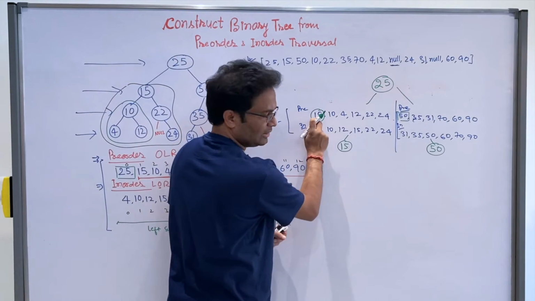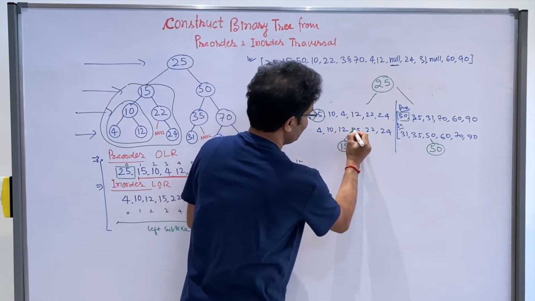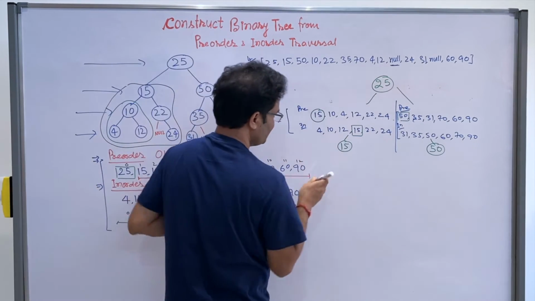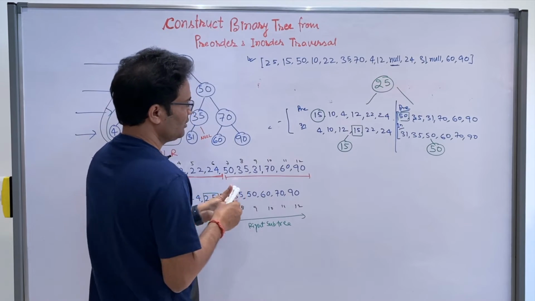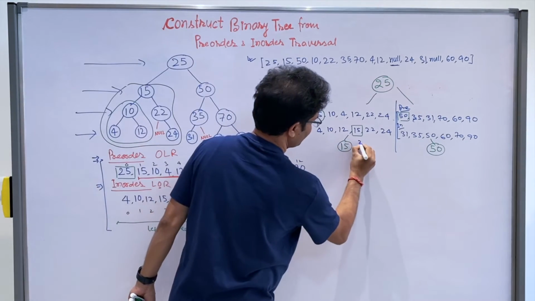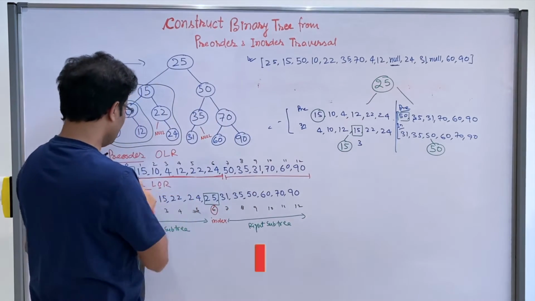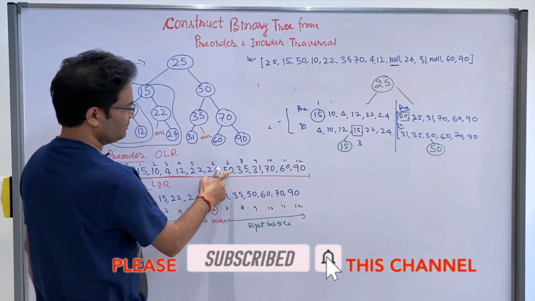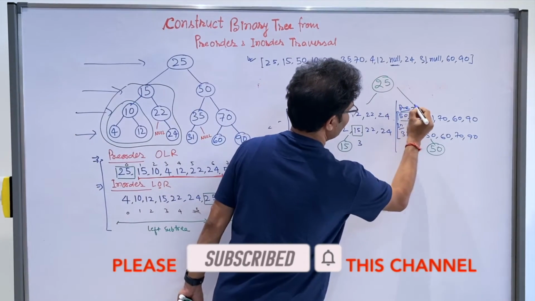Search this 15 element in the in-order. It is here, and take the index. What is the index right now? The 15 index is 3, right? And what is the index of the 15 element here? Here 15 is the 7. I will tell you why I am writing that.